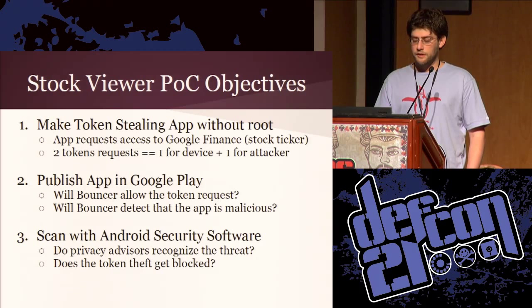So for the proof of concepts that I went through, my main goal was to be able to make a token stealing app that was going to do this without having to have root access to the device. I have an app or 2 apps that are on the Defcon CD that you can take a look at along with source code. My secondary objective was to be able to publish this in Google Play and see whether or not Bouncer would notice something suspicious about this. And then also, of course, I wanted to take a look at where the endpoint protection tools might fall or weigh in on this type of application. So privacy advisors and antivirus, that means.